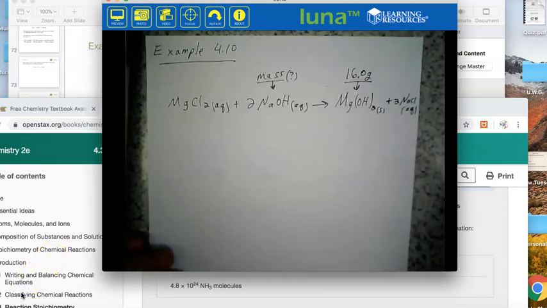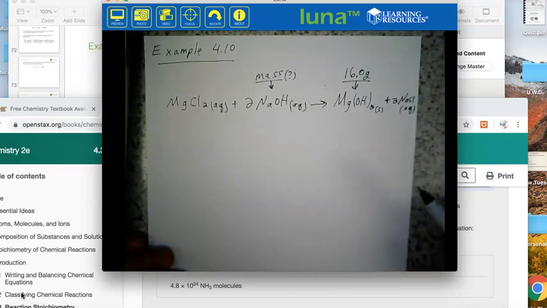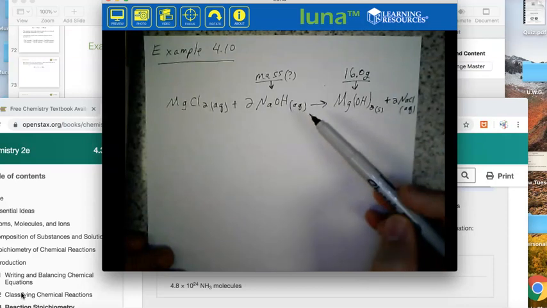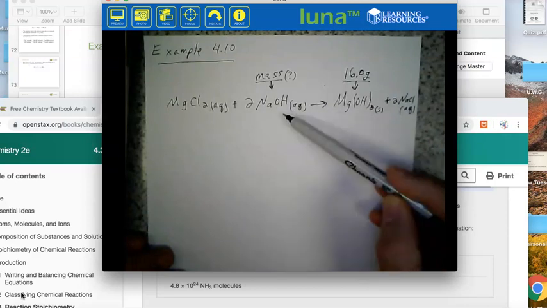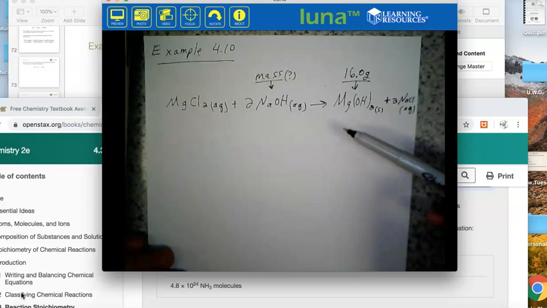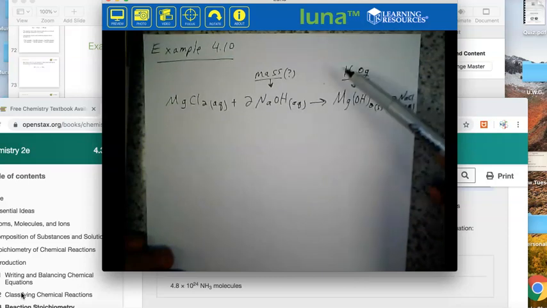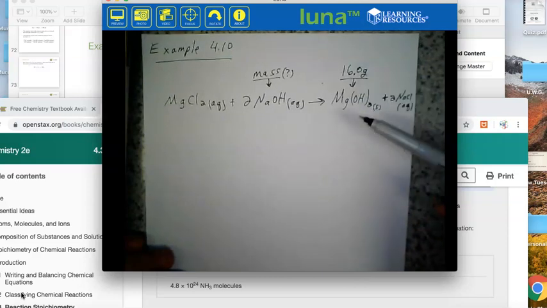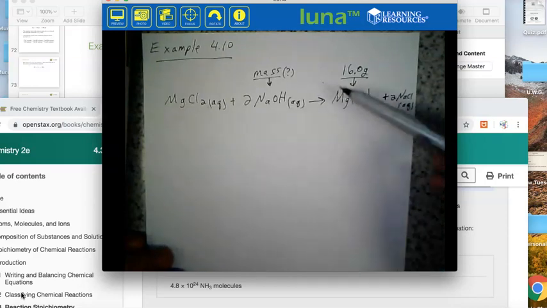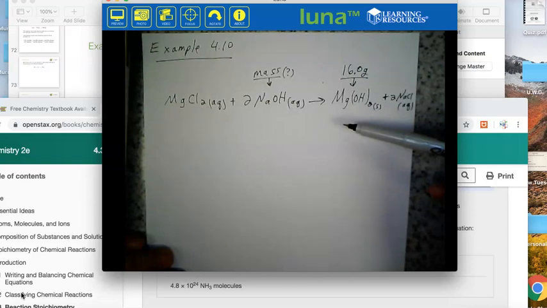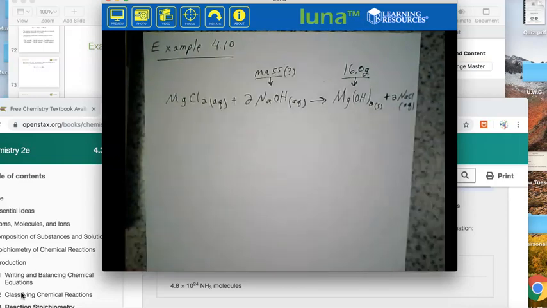Alright, so here's another example, example 4.10 from your textbook, and here they give us another balanced equation. They're wanting the mass of sodium hydroxide needed to produce 16 grams of magnesium hydroxide. So we're starting out with the mass of a substance, and we also need the mass of a reactant. So this one's going to be a long problem.